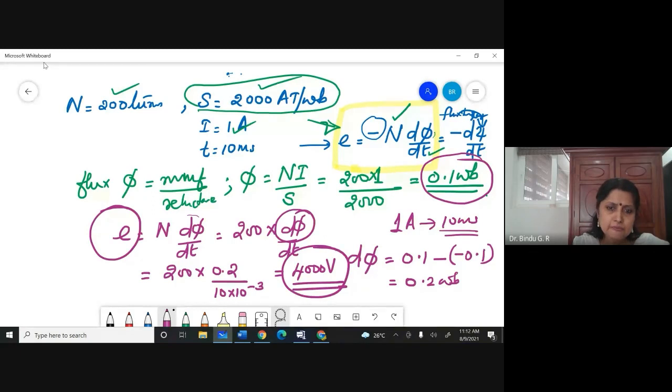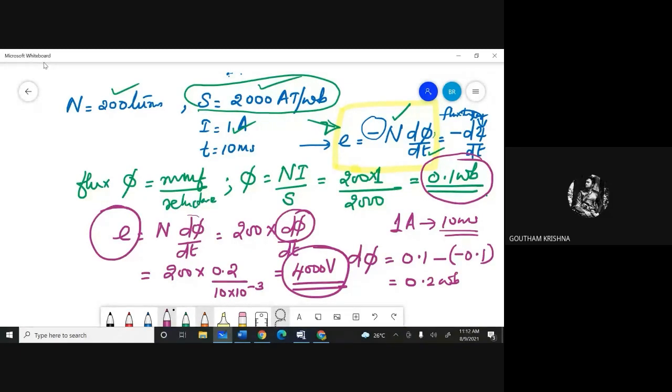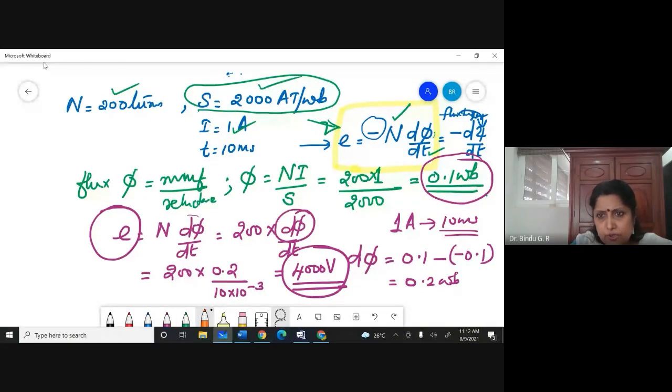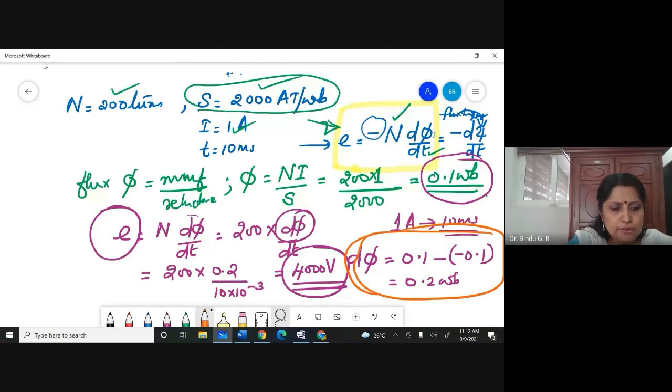Is this clear? Yes, ma'am. The only thing you have to remember is don't go wrong here. This is a very simple problem, but don't go wrong in this part. I'm just rubbing this off.